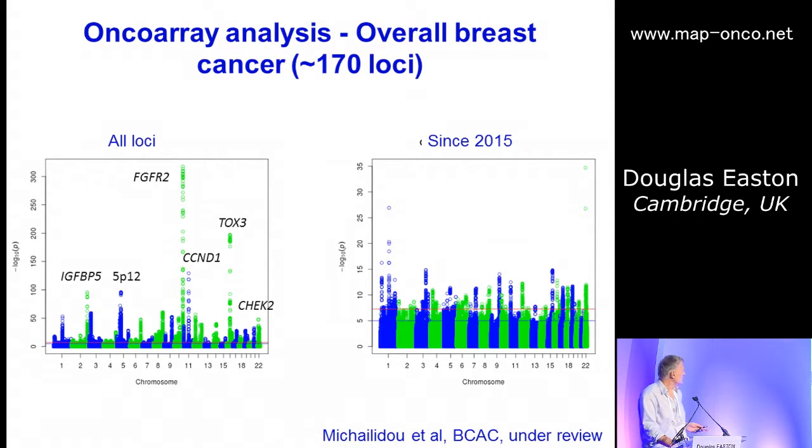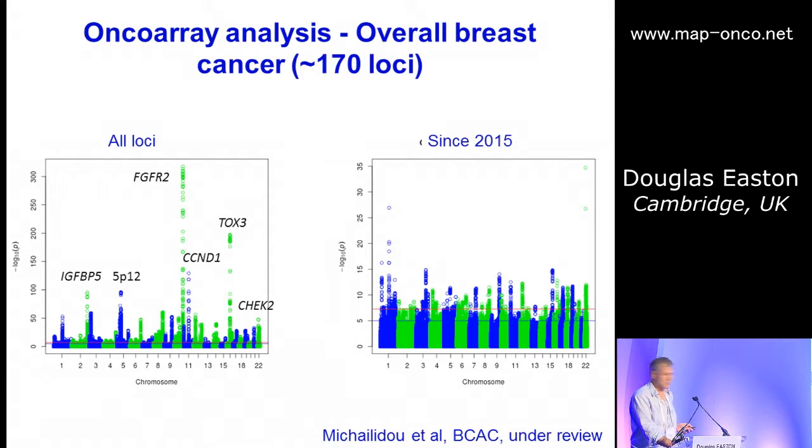So this is what you get out of the array genotyping. So these are what's called Manhattan plots, so each little circle here is a SNP. This is the genome. These are p-values, and these spikes here are regions of the genome which are associated with risk. On the left-hand side is everything we know. This is putting together the data from both the ICOGS and the ONCO experiments.